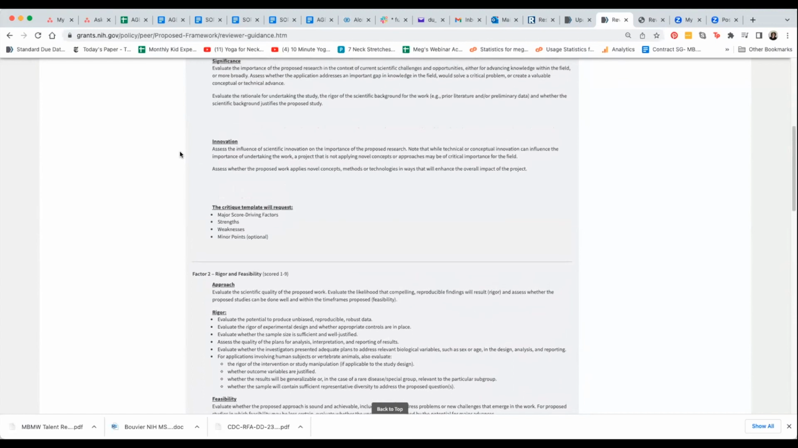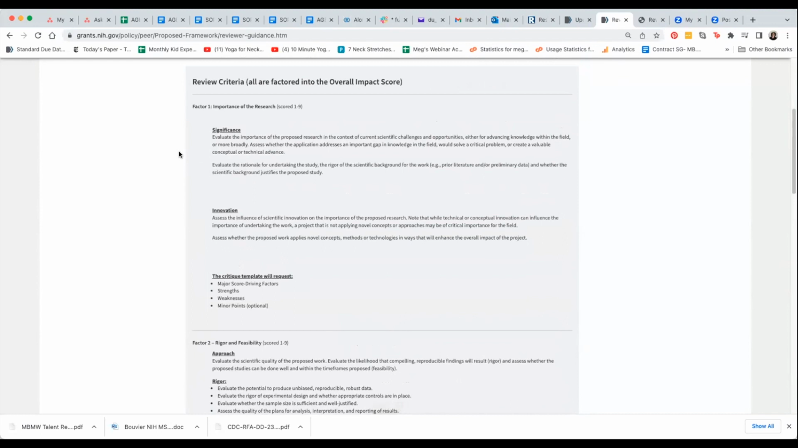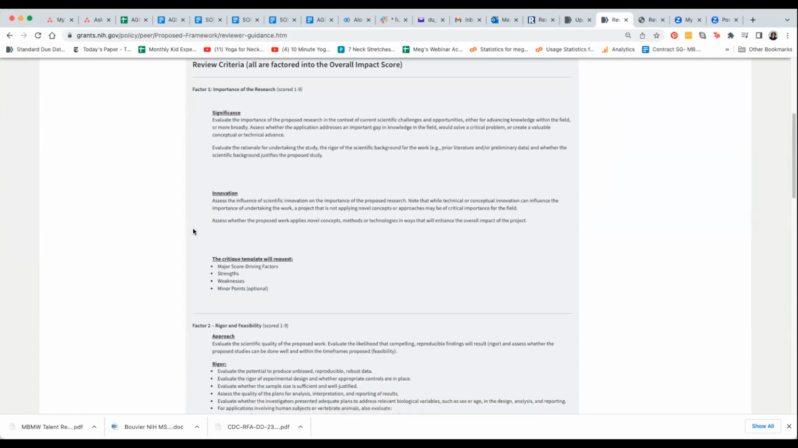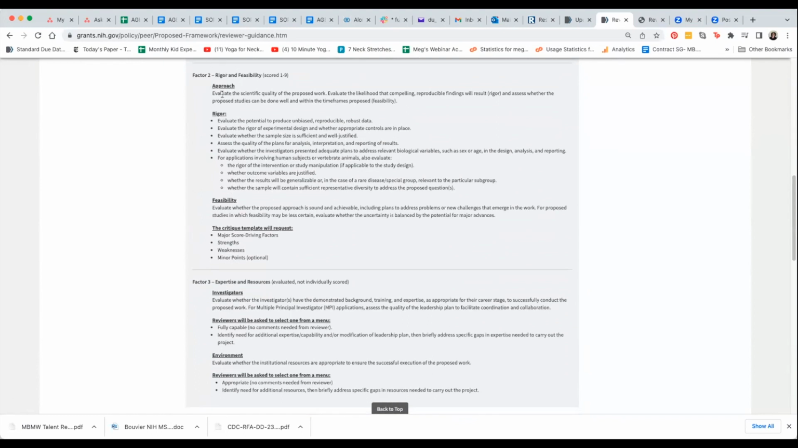One of the things that I would do with my application, if I were the one writing it, is that I would change the headers. So right now we have significance, innovation, and approach as the 3 main subheaders. I would change them to 2 main subheaders, one being importance of the research, and then maybe underneath that have a subheader for significance and innovation. And then B would be rigor and feasibility. And underneath that, I would have approach, rigor, and feasibility.